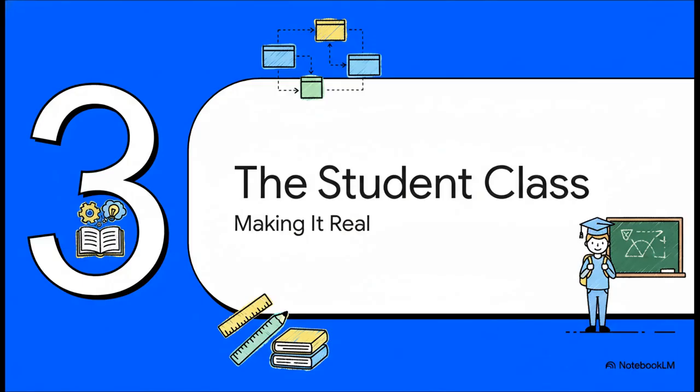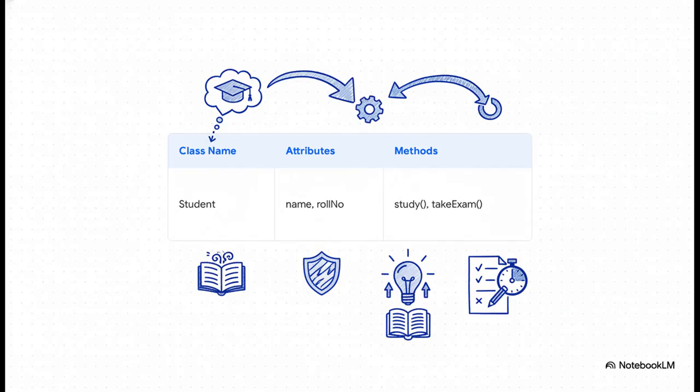All right, theory is great, but let's make this real. Let's take a look at a super simple example that we can all wrap our heads around. A student class in, say, a school's computer system. So look at this. It lays out that 3-part structure perfectly. The class name? Student. Easy. What does a student know?